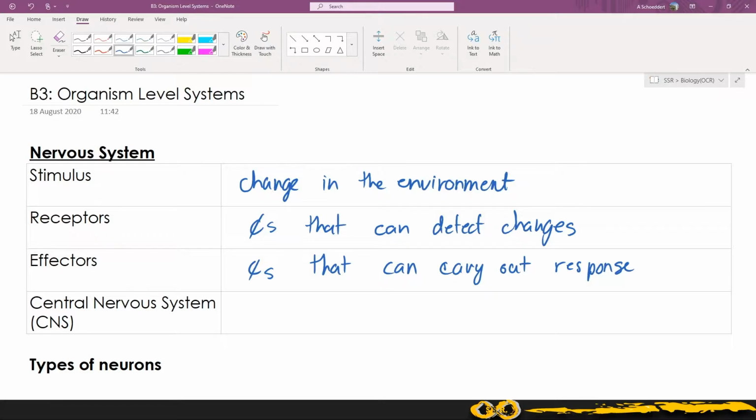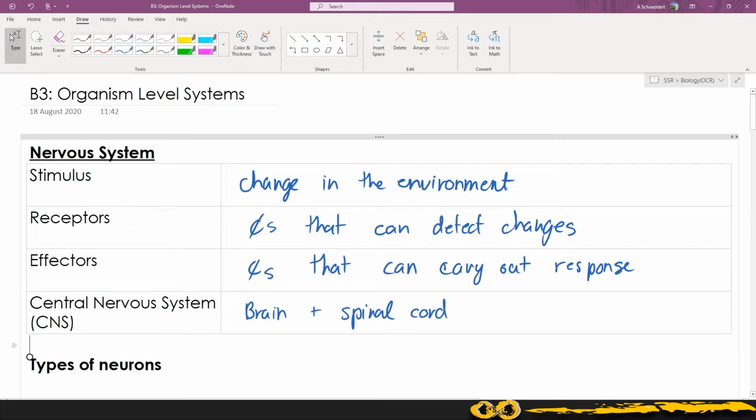Your central nervous system, or CNS, is made up of your brain and your spinal cord. And the spinal cord is the group of nerve cells that run down through the inside of your spine, and they're protected there. Together with the brain, they'll make decisions on how you're going to respond to the stimulus that you have.